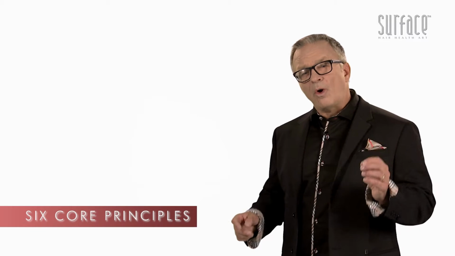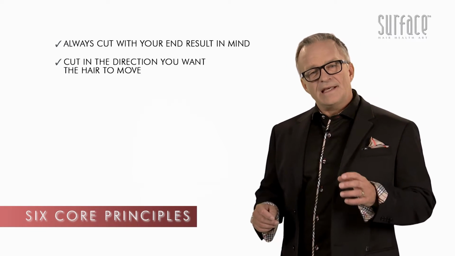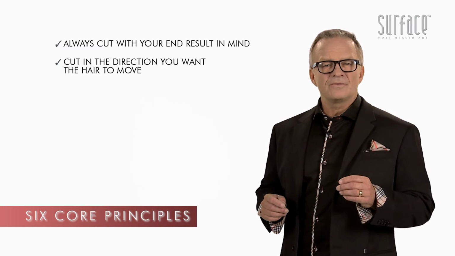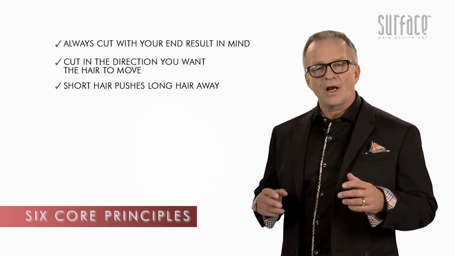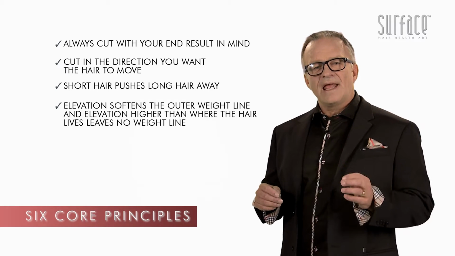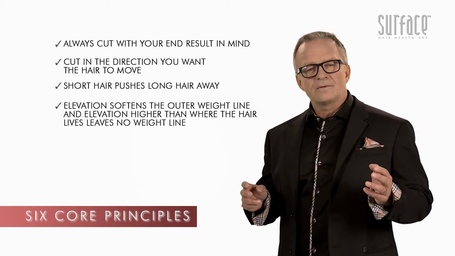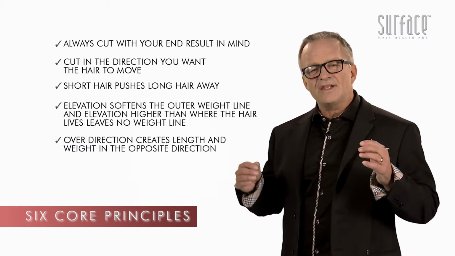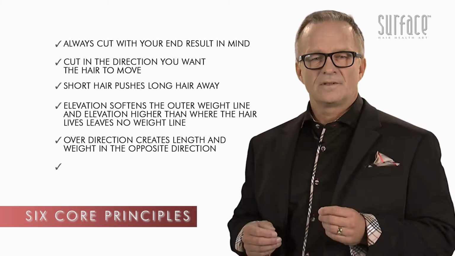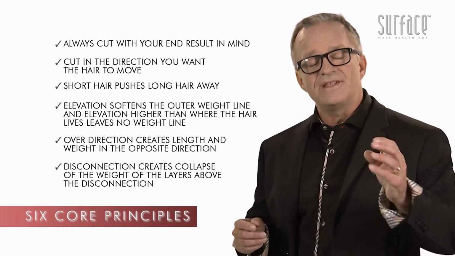The 6 core principles are: cut with your end result in mind. Cut in the direction you want the hair to move. Short hair pushes long hair away. Elevation softens the outer weight line. An elevation higher than where the hair lives leaves no weight line. Over direction creates length and weight in the opposite direction. And disconnection creates collapse of the weight of the layers above the disconnection.